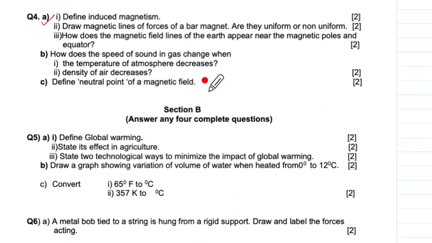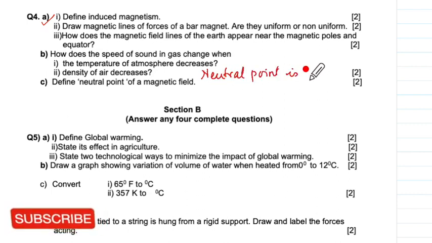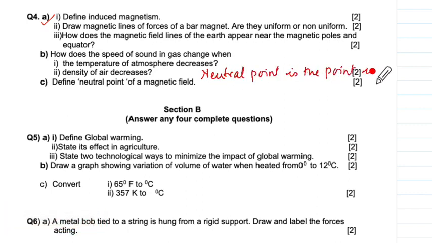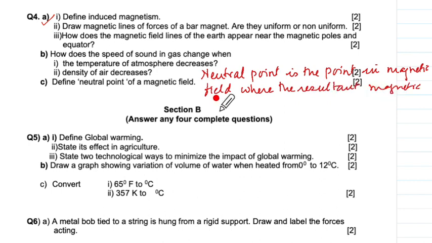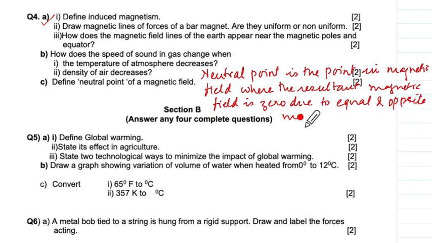Then we come to part C, define neutral point. Now this again is a learning work. What is neutral point? We will say neutral point is the point in magnetic field where the resultant magnetic field is zero due to equal and opposite magnetic field. And that finishes our section A.